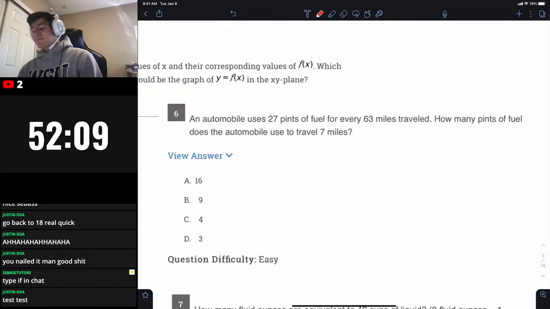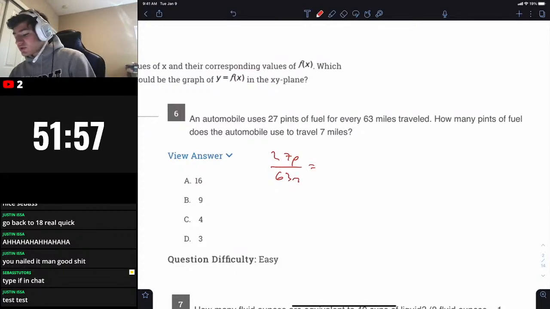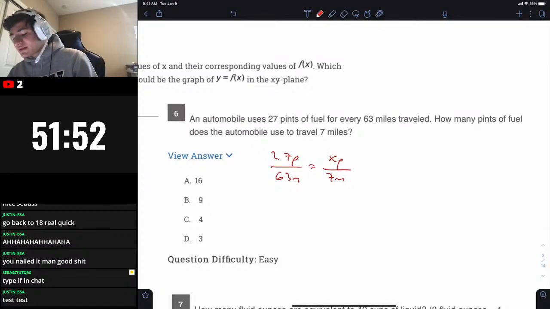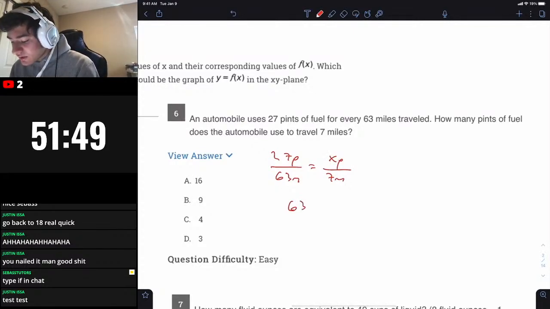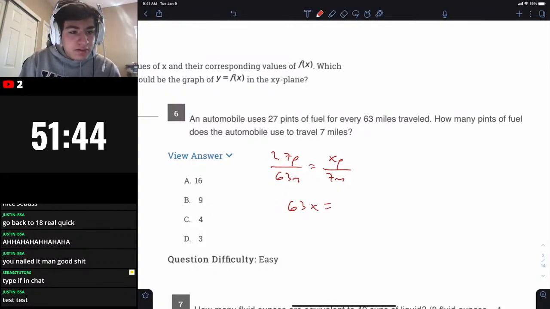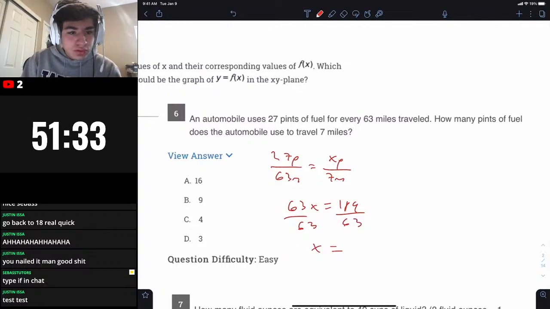An automobile uses 27 pints of fuel for every 63 miles it travels. How many pints does it use for 7 miles? Okay, so 27 pints every 63 miles, and we're going to set up a proportion here. Miles are on the bottom, and we want x pints. So cross multiply: 63 times x equals 27 times 7. Calculator: that is 189. Divide by 63 on both sides. x equals 3.